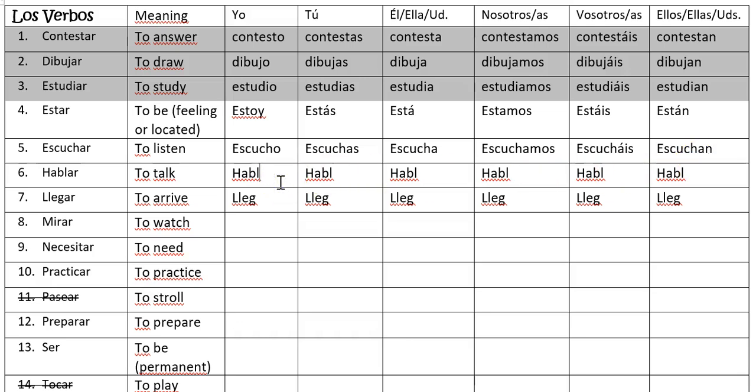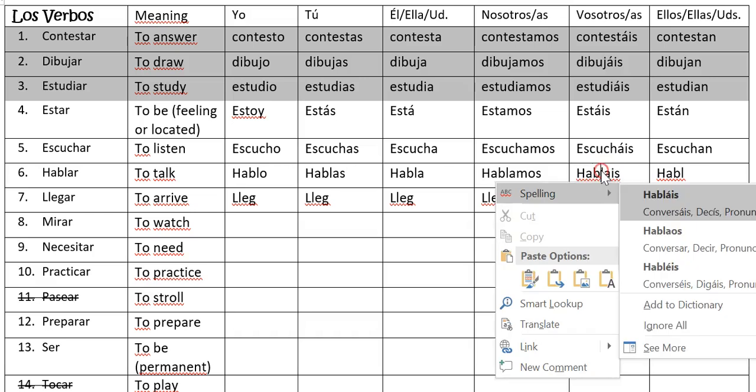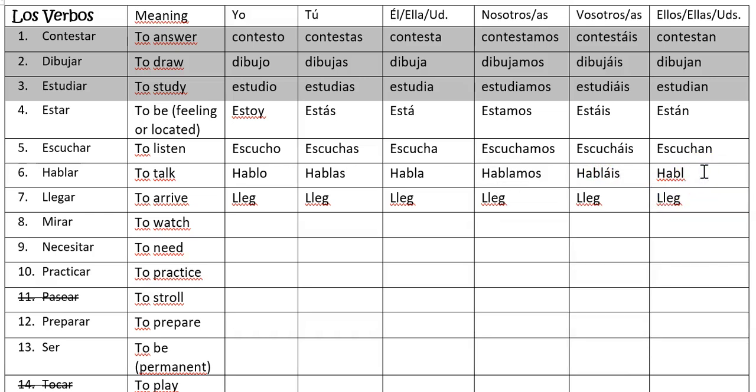Alright, let's do line 6. I'll count to 3, then I'll add the ending. See if you can figure out what the ending will be in that time that I give you. So I want to say I talk. You talk. He, she, it, you formal talks. We talk. Y'all talk. And that will need an accent. And they talk, or all you guys talk.